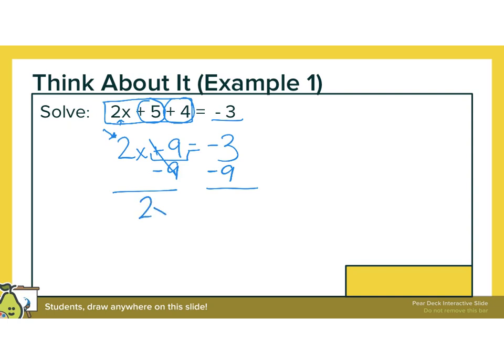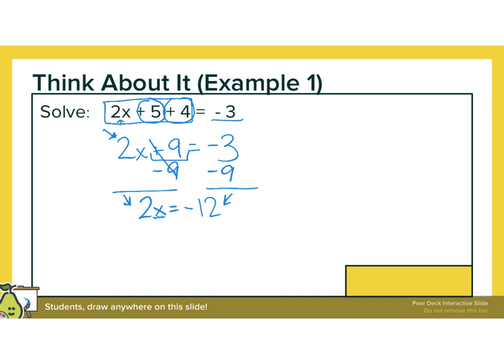Bring down the 2x. I have a negative and a negative, so add. 9 plus 3 is 12. Keep their sign. That was step 4. Now my variables are on the left and my constants are on the right. I want them separated.